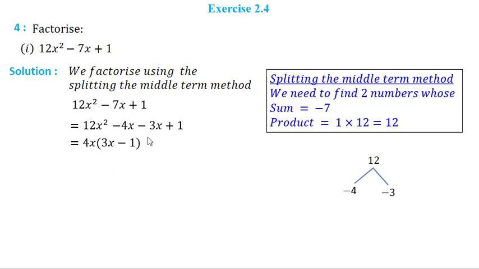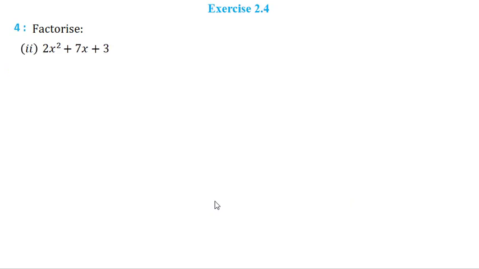Now I will try to find one more factor from these remaining two terms such that I again get 3x minus 1. Now it is easy that if I take minus 1 common, I have 3x minus 1 here also. Now 3x minus 1 I will take common, so that here the remaining term is 4x and here the remaining term is minus 1. So this 12x square minus 7x plus 1, after factorization we get 3x minus 1 into 4x minus 1. Let us see one more problem.